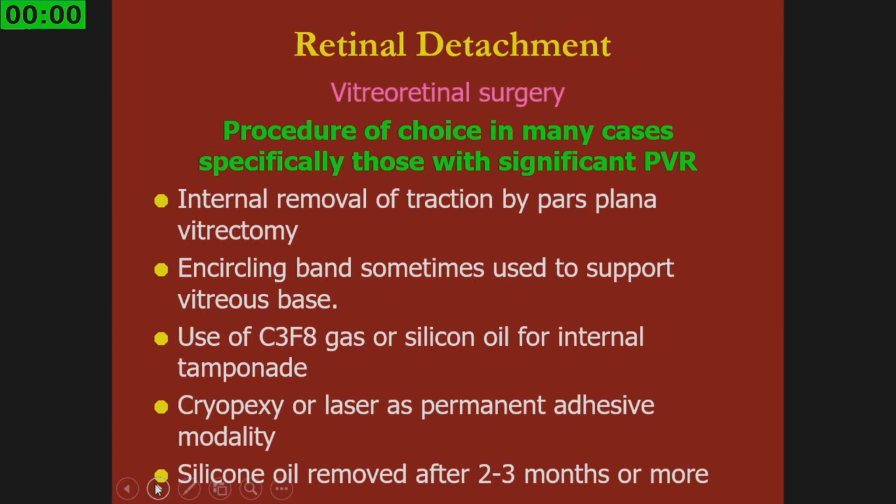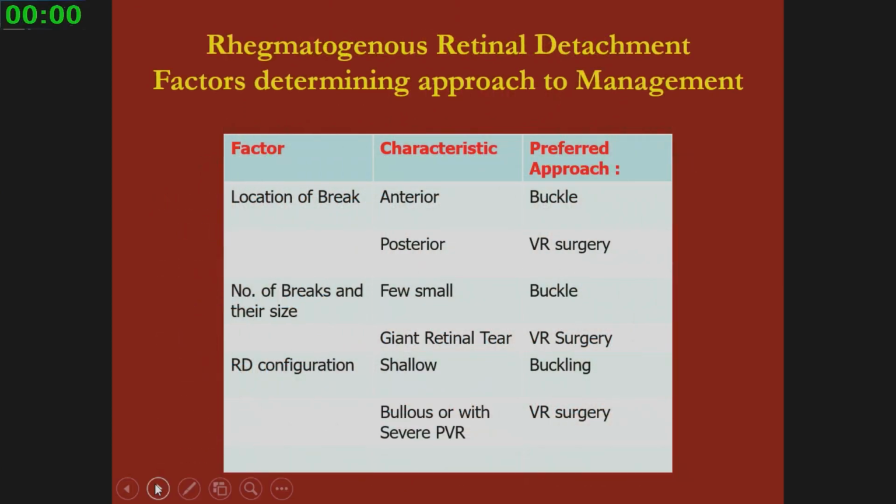So how do you choose? If you want to do vitreoretinal surgery, how would you do it? Internal removal of traction. You may want to give an encircling band sometimes to support the vitreous base. You put C3F8 or silicone oil for tamponade, with cryo or laser along with it, and you remove the silicone oil if it's been put. If you have an anterior break, a buckle is preferable.